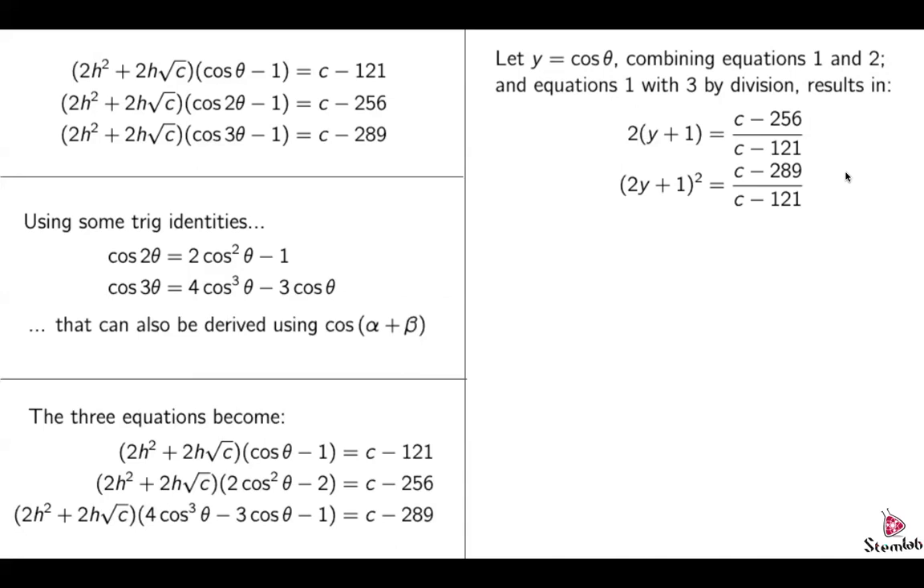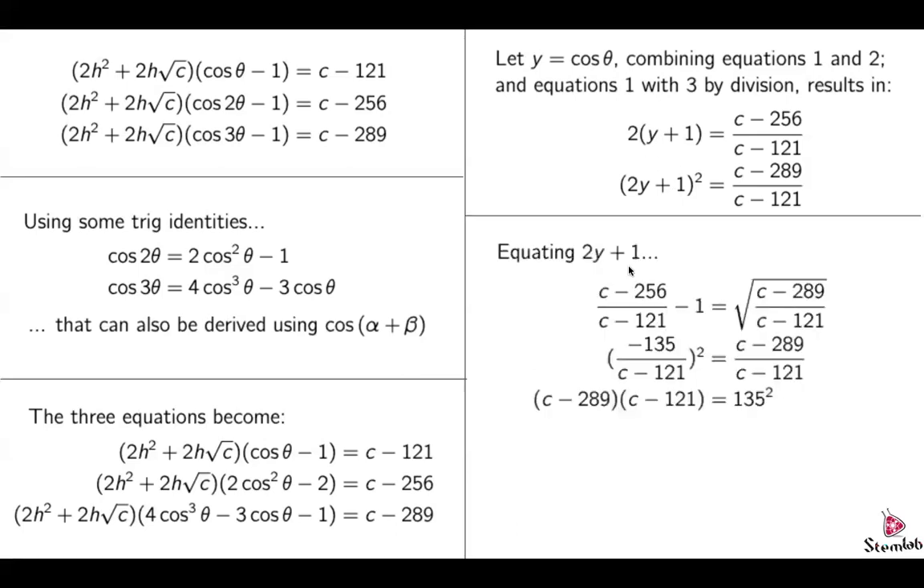And combining equation 3 and equation 1 again through division, you will end up with just a very simple expression as well, the square of the quantity 2y plus 1. Okay? So now we're just looking for c, so we can equate 2y plus 1 or 2y plus 2, depending on what you want. Here we equated 2y plus 1.